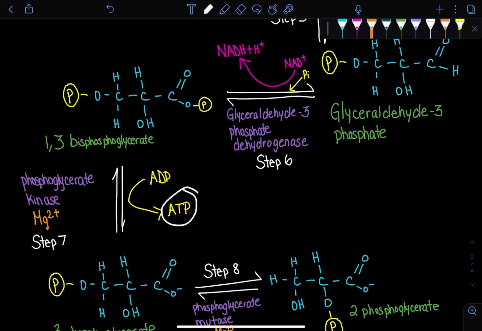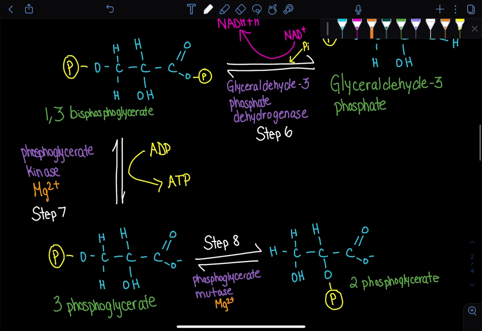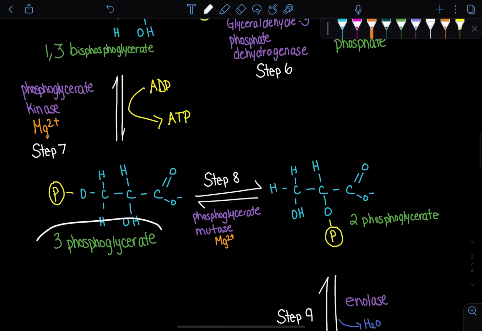And since we're dealing with a transfer of phosphate, we are going to have a kinase. So it's going to be phosphoglycerate kinase, and we have magnesium 2+ to stabilize any negative charges. So essentially, this phosphate right over here is transferred to ADP, and we get ATP as a result. Now we're left with 3-phosphoglycerate.